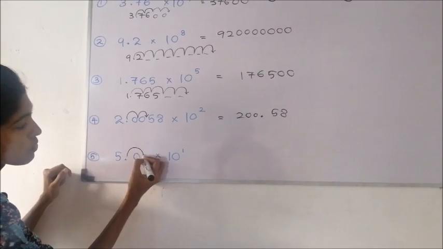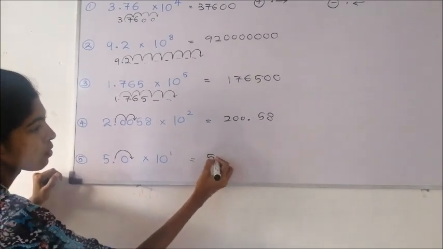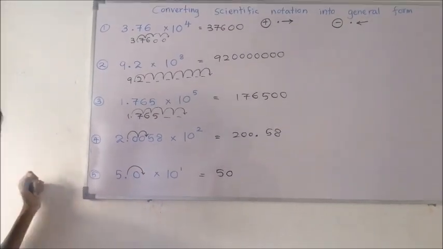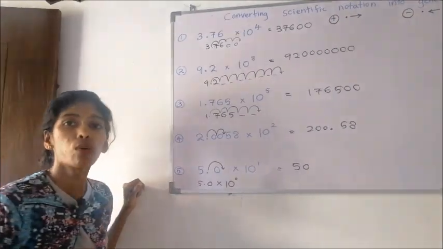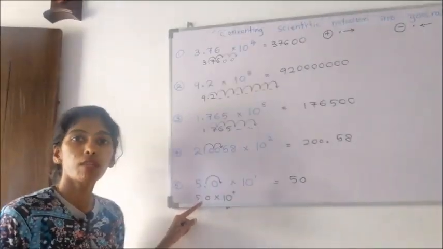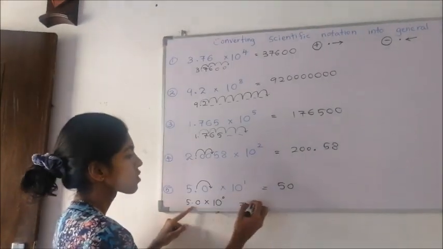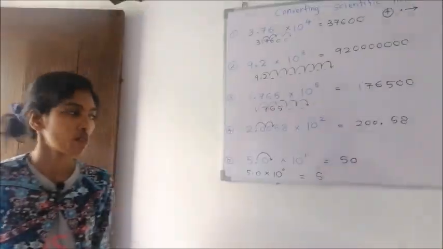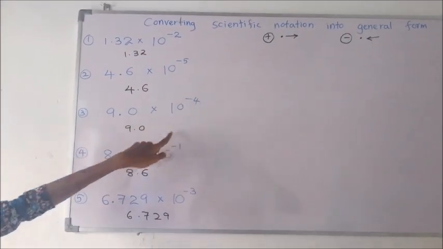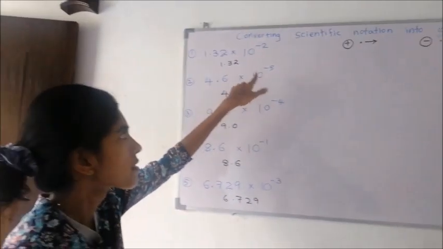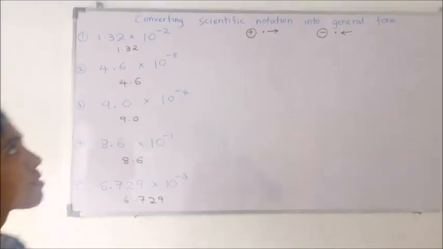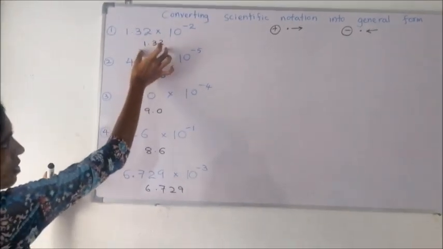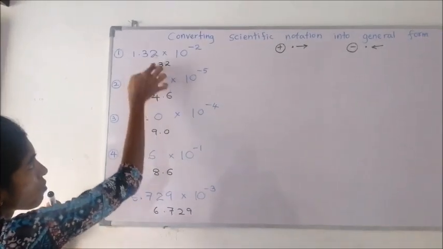Next, 10 to the power 1. If it is 1 only once, we need to move the decimal point. So 50 point means just 50. Just think that 5.0 multiplied by 10 to the power 0. Do we need to move the decimal point anywhere? No, no need to move. That means just 5 is the answer. 5.0 is 5 only. Now children, see the indices here. They are negative, right? When the index is negative, we need to move the decimal point forward. Remember that.